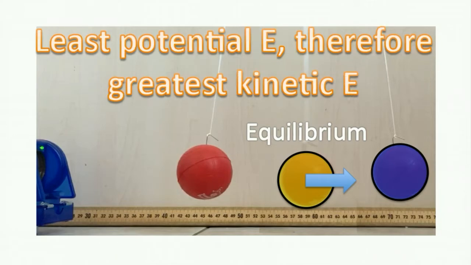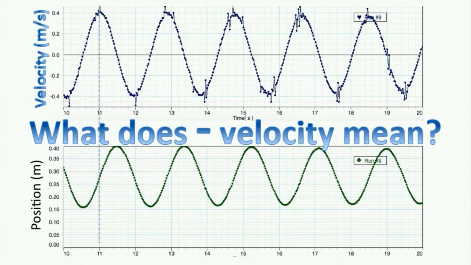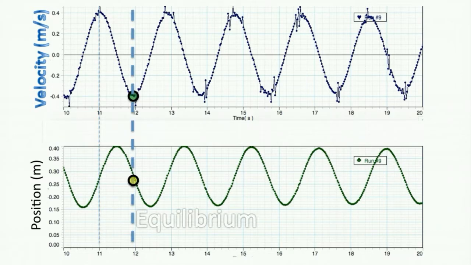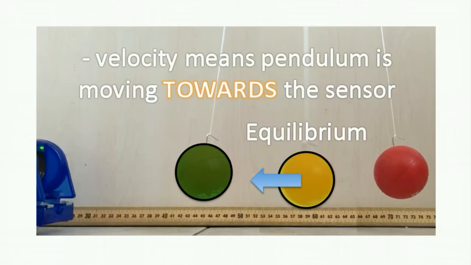Now it's fastest at equilibrium since it's at its lowest point. Remember, at its lowest point it has the least potential energy, therefore the greatest kinetic energy. So what does negative velocity mean? Notice negative velocity has occurred at that point. It's around negative 0.4 meters per second. And once again, it seems to line up with the equilibrium position. Negative velocity means the pendulum is moving towards the sensor.